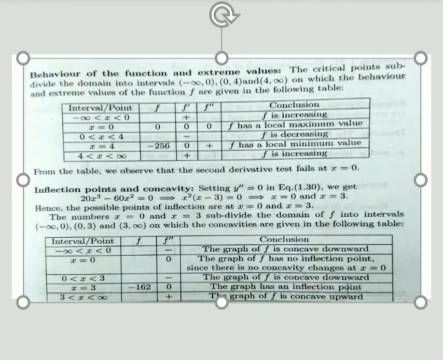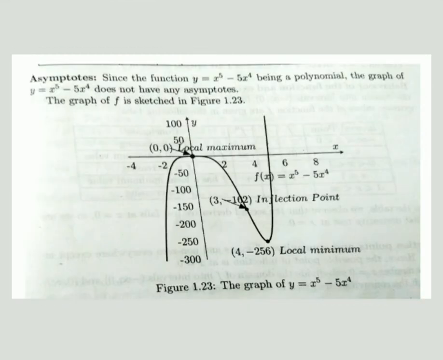Next, the inflection points we obtain are 0 and 3. For that we will obtain concave down, concave up intervals. Look at it carefully, then draw the graph again. Asymptotes will not be there.